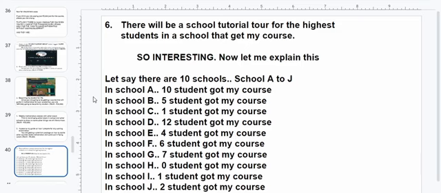In school A, 10 people got my course. School B, 5 students got my course. School C, 1, and so on. School D, 12 students got my course. You understand? School E, 4 students. School F, 6 students. School G, 7. School H, no students got the course. School I, 1 student. And school J, 2 students got my course. So let's move further to the next slide.